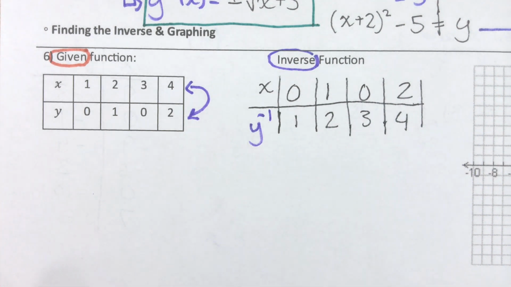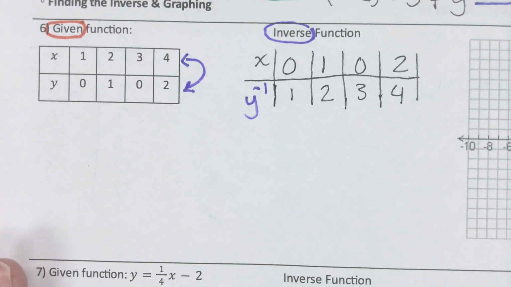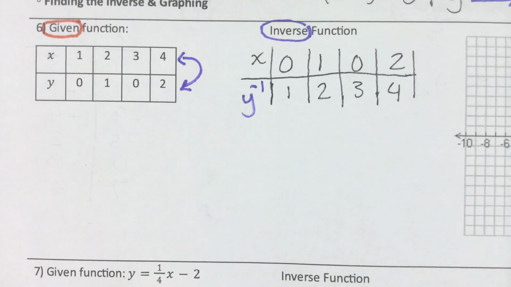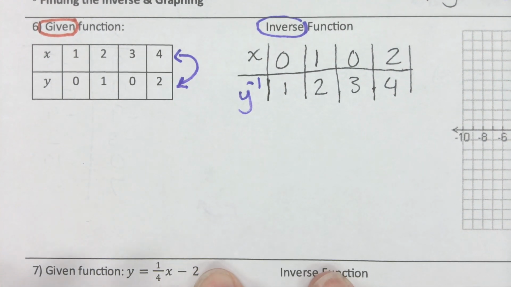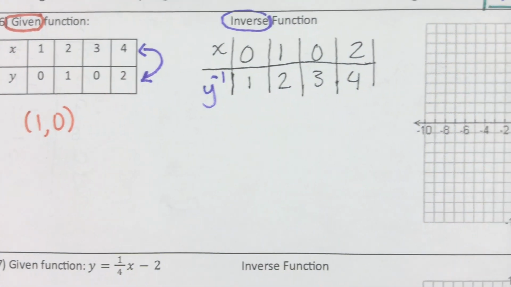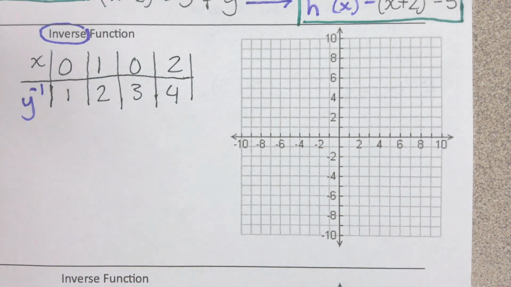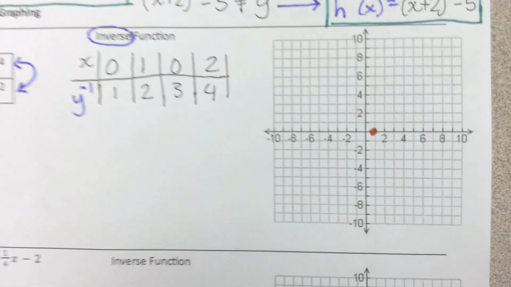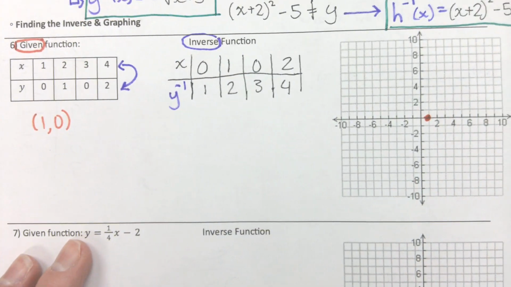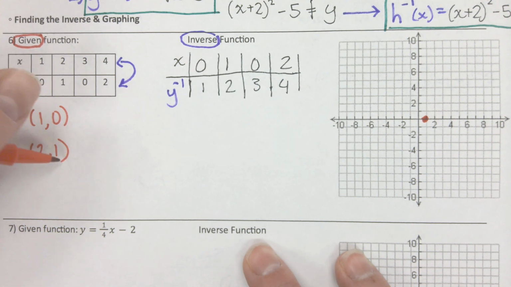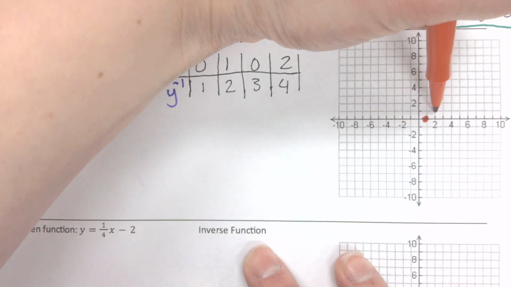Now we will graph. These are just points. I'm going to write them in point form under the table as I graph. This is just me being a little extra. You don't necessarily have to do this. First point from the given function is 1, 0. So that's at 1 on the x-axis. Next point is 2, 1. Right 2, up 1.